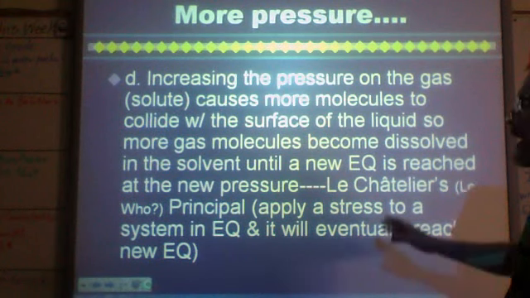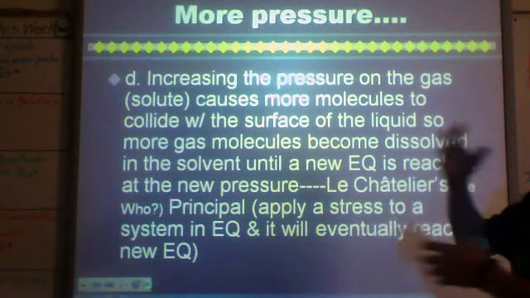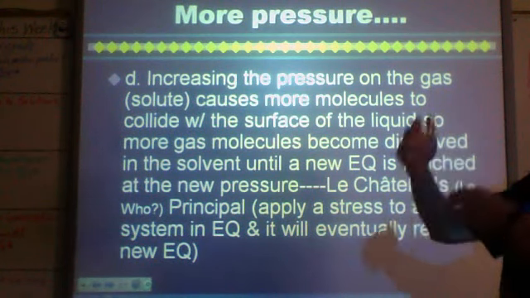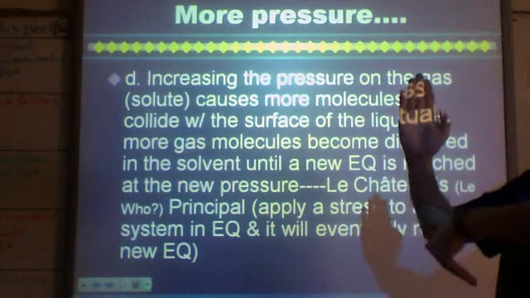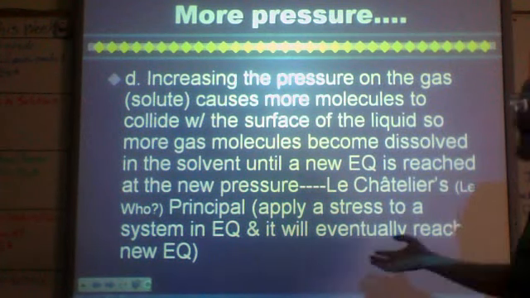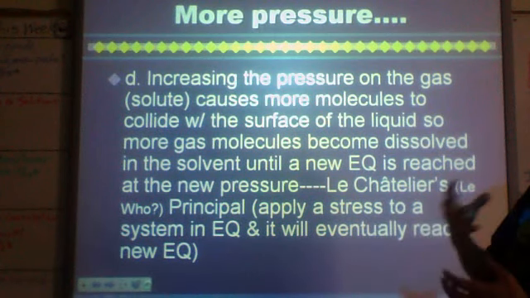But anyway, he stated that if you have a system like gas dissolving into a liquid, it will be at an equilibrium of speed dissolving out versus speed dissolving in. If you do something and you change that system, if you apply a stress to it, then it will reach a new equilibrium eventually.